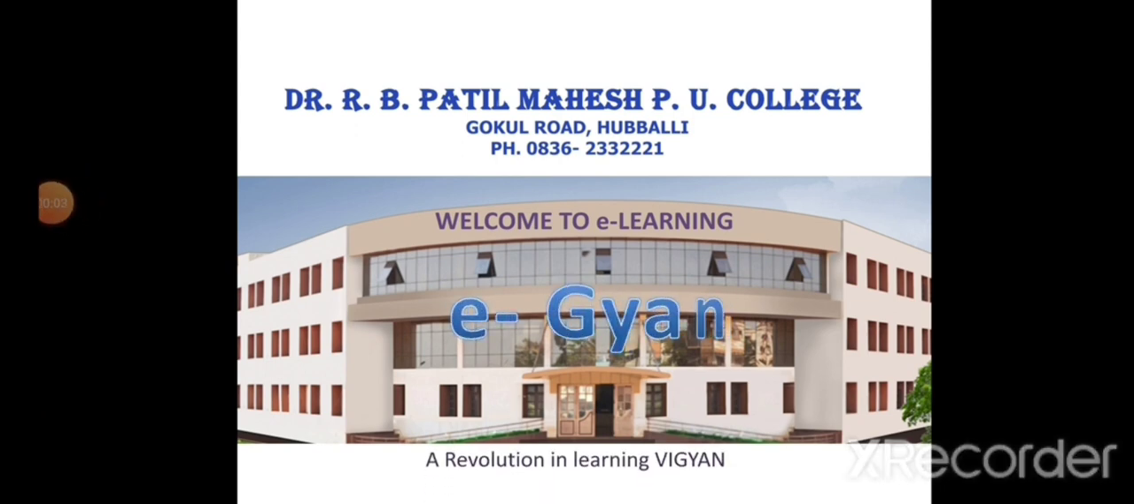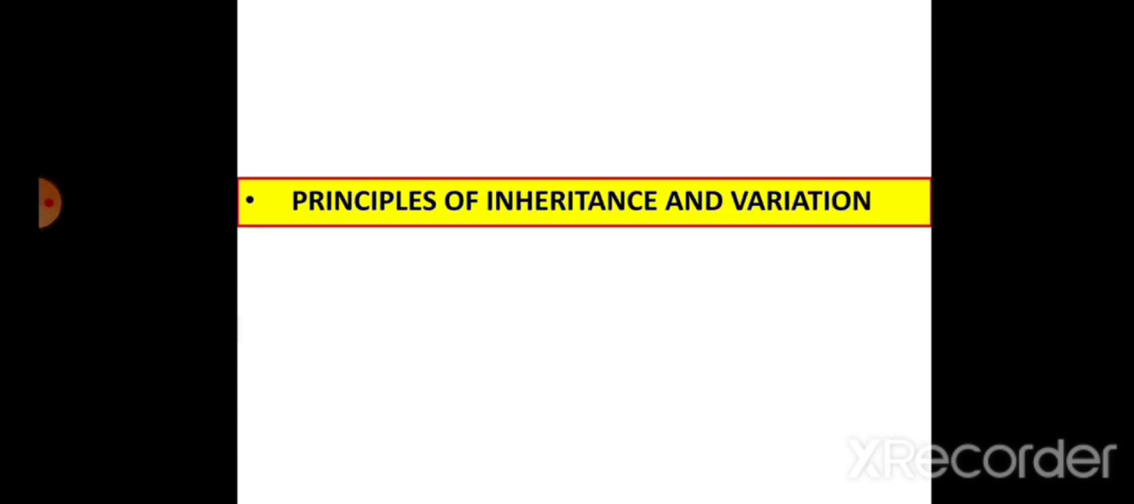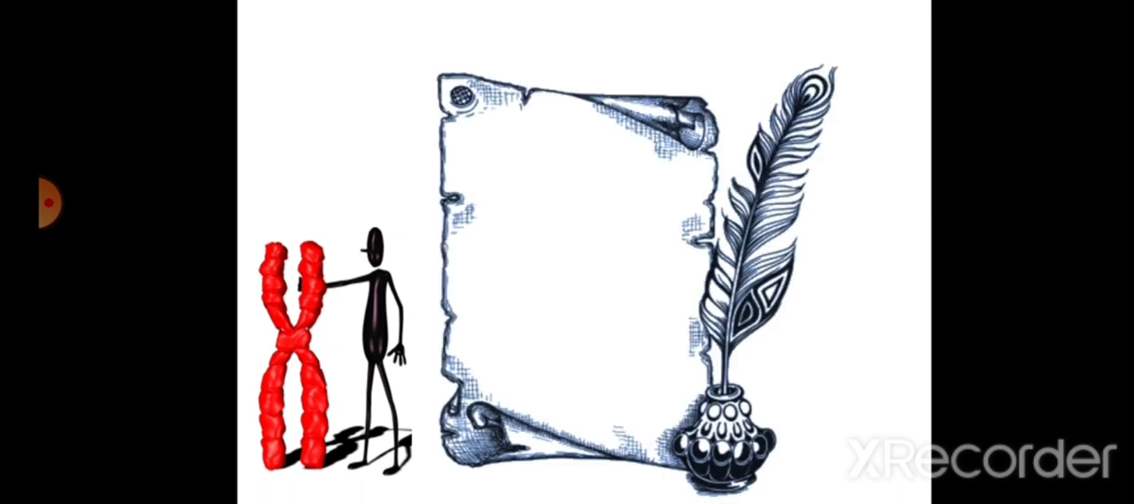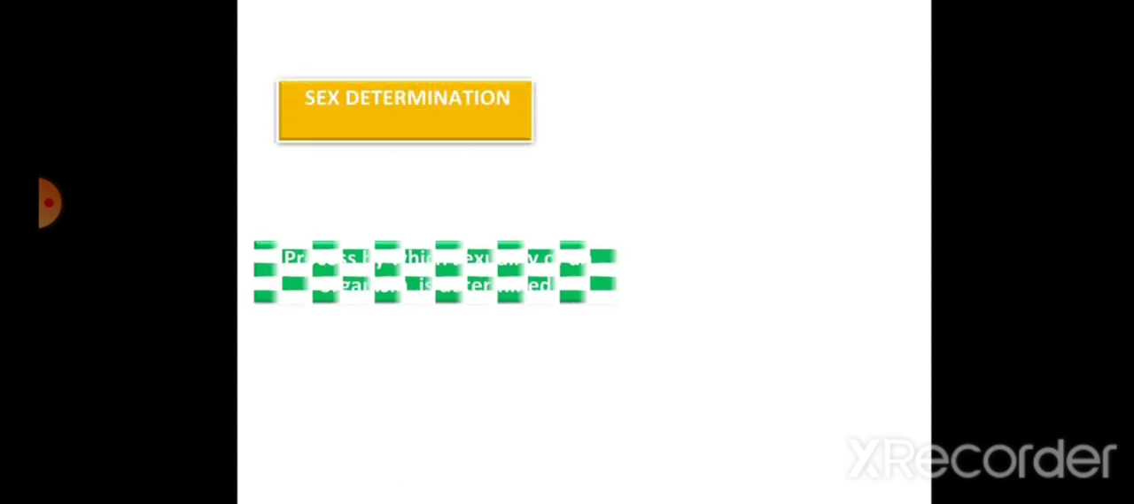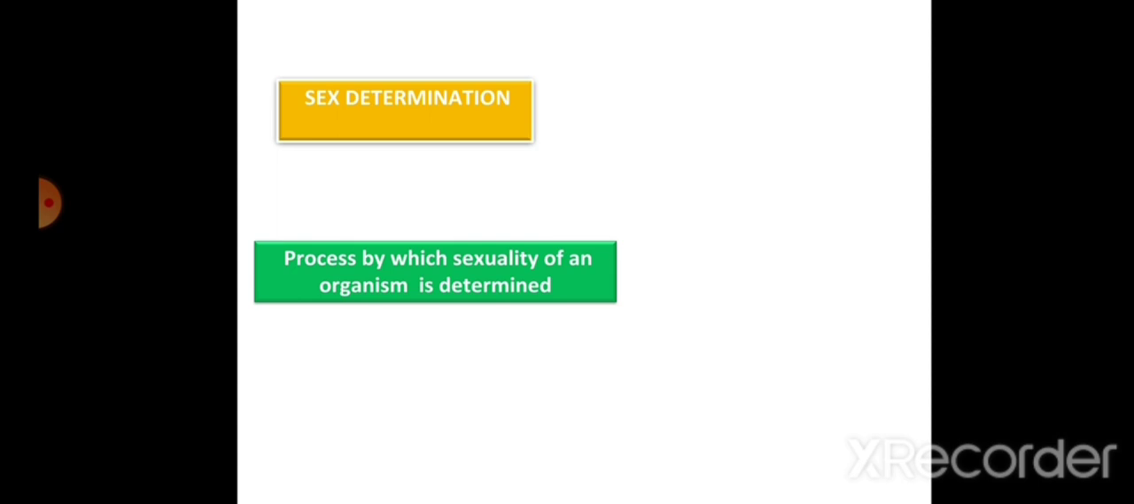To the topic Principles of Inheritance and Variation. In this video, let's try to understand the process of sex determination. We are going to discuss sex determination in 4 animals: in insects, in humans, in birds, and in honeybees. Let's try to understand the meaning of sex determination. Sex determination is a process by which sexuality of an organism is determined.